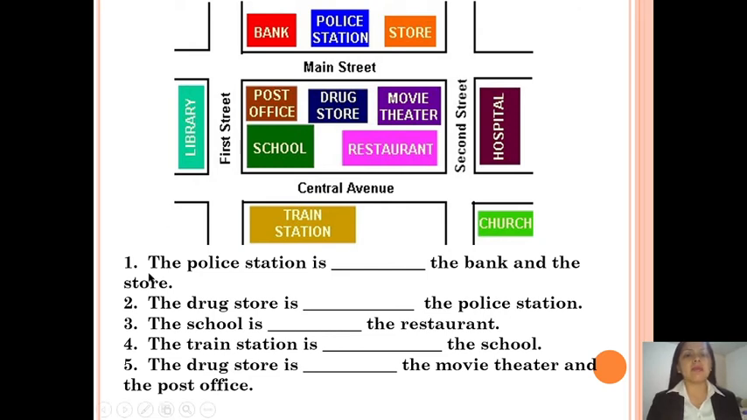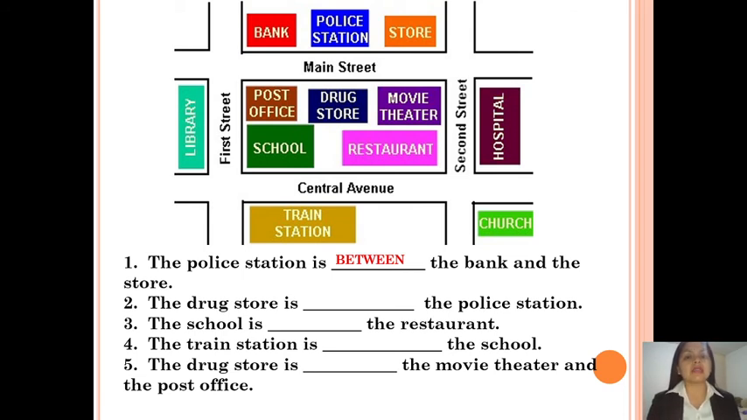Let's see. For example, number 1, the police station is, the preposition is here, the bank and the store. So we have to look for the police station. Where is the police station? Here. And what is the information? The bank, yes, that is here, and also the store. So, what is the location of the police station? Let's see. The police station is, what is the correct preposition? What do you think? Let's check. It is between, right? The bank and the store.